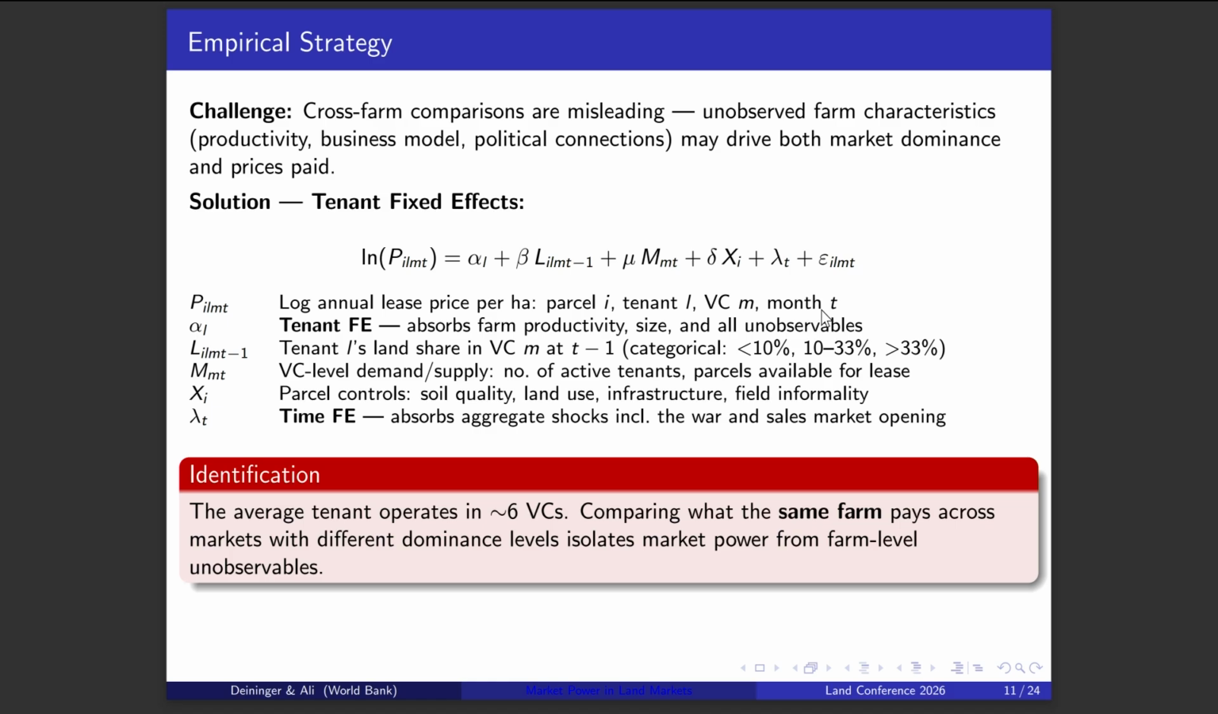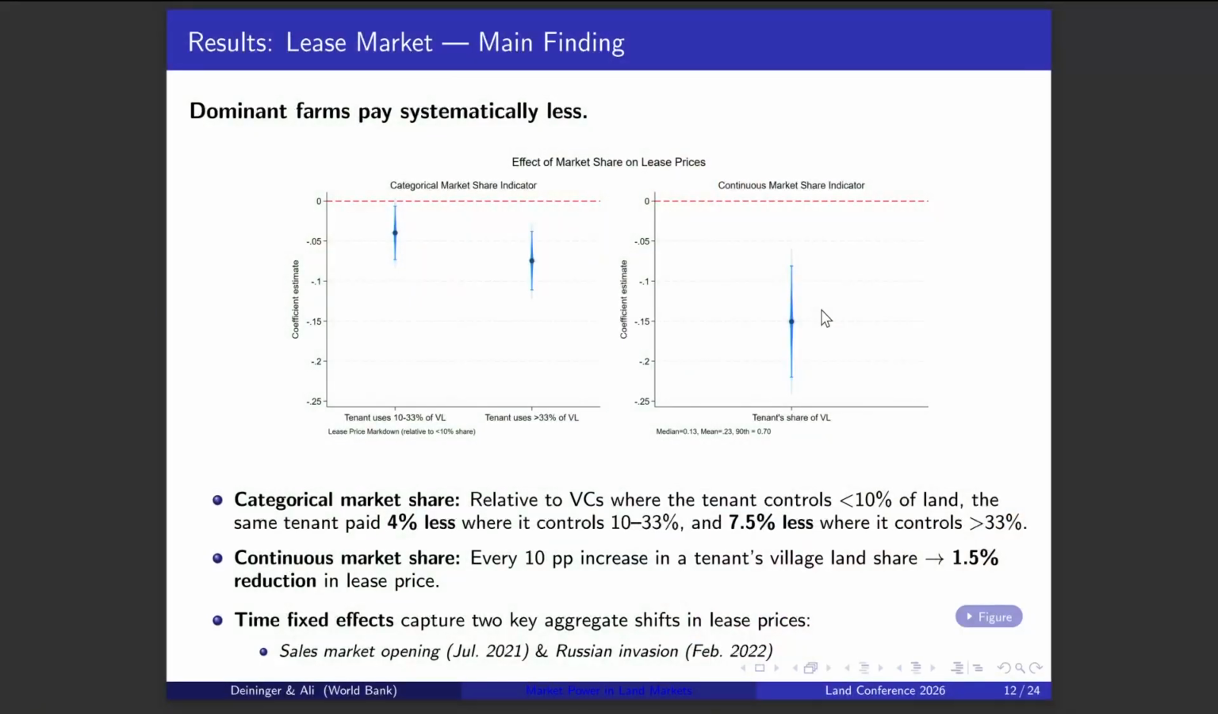So I think the identification strategy is direct. As I said, the average tenant operates in about 6 village councils. Comparing what the same farm pays across markets with different dominance levels isolates market power from farm-level unobservables. So the main result from the lease market is that dominant farms pay systematically less.